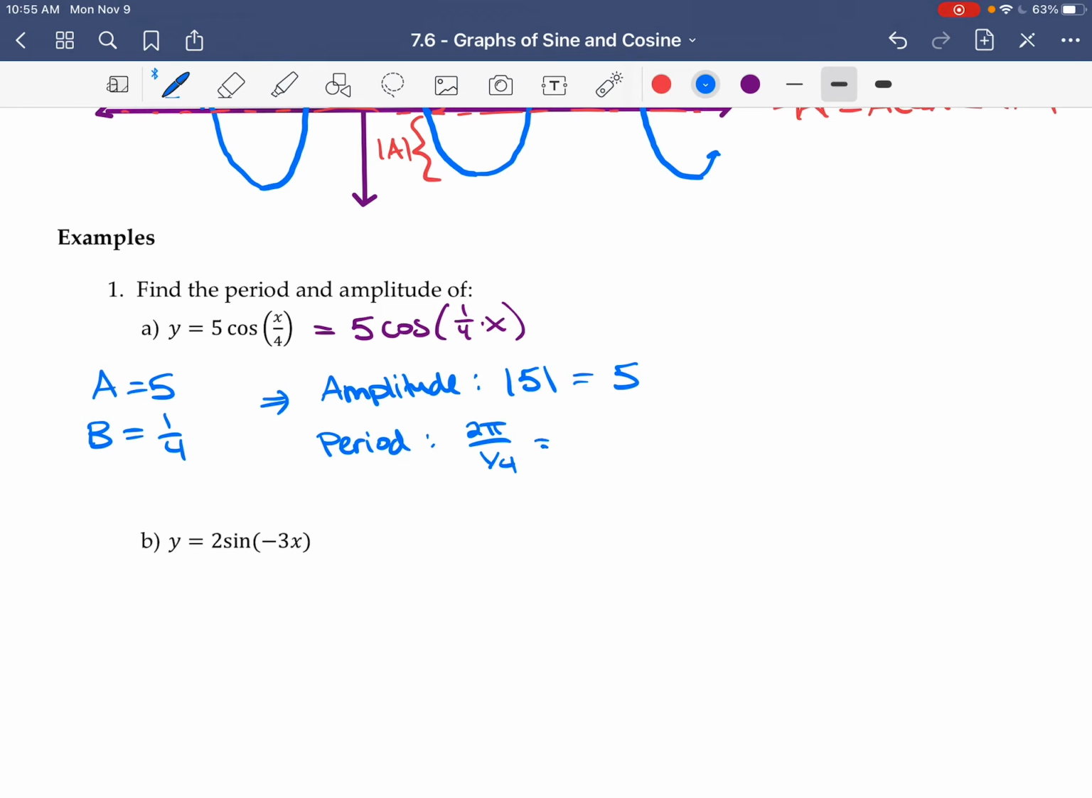So 1/4 is between 0 and 1, so this is going to be bigger. This is actually going to be 2 pi over 1 times 4/1, so I'm going to get 8 pi here. So the period got horizontally stretched, and the period is much bigger now. Now I'm going to leave part B for you to try, to figure out the amplitude and the period.